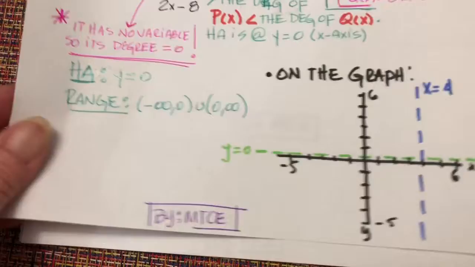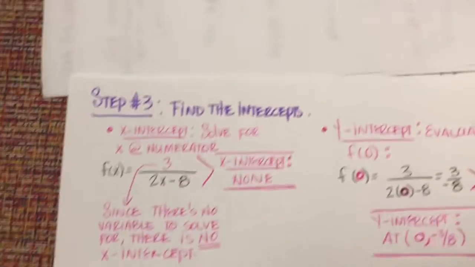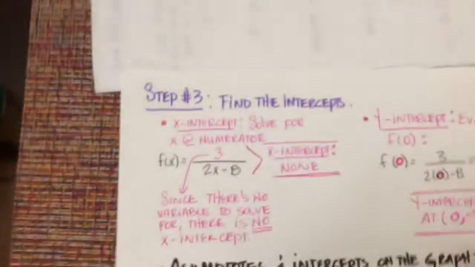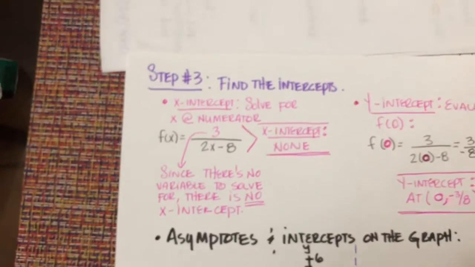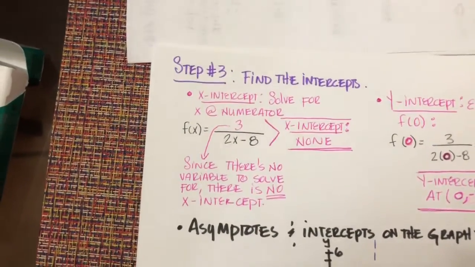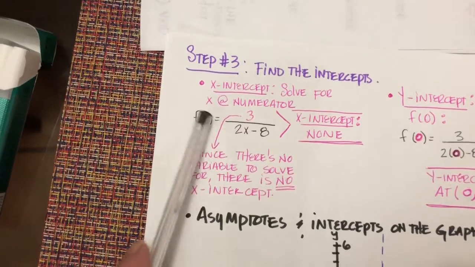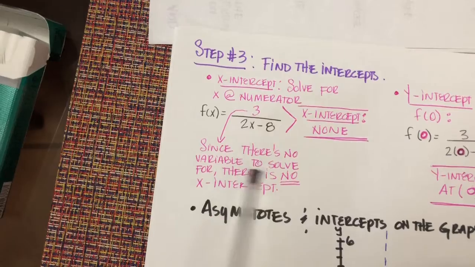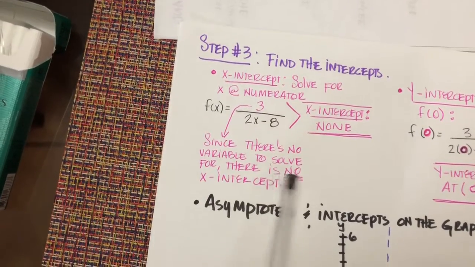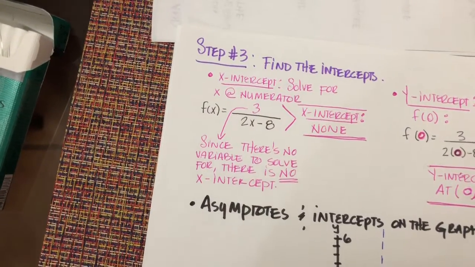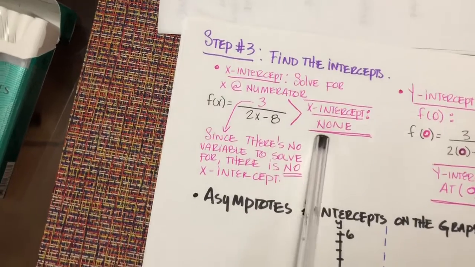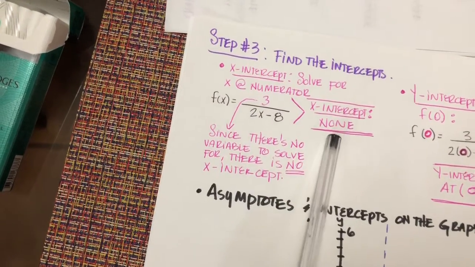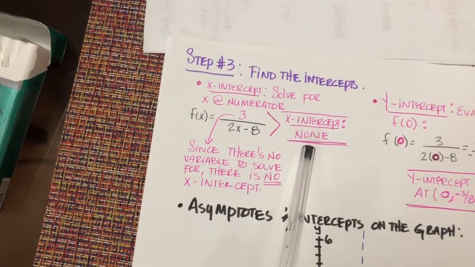So to continue with the example, now in step number 3, I am going to find the intercepts. Remember that in order to find the x-intercept, I have to solve for x at the numerator. In this particular case, since there's no variable to solve for, there is no x-intercept. Be careful. I do not write x-intercept 0. That would be at the origin. There is no x-intercept, so it is none.